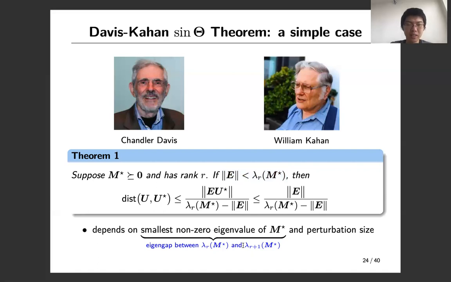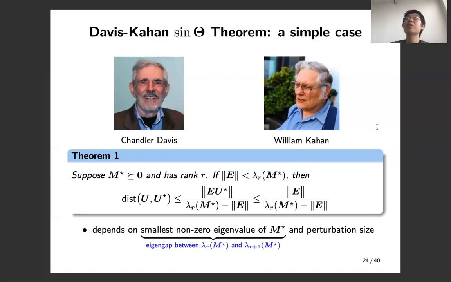Okay, so in this case, the condition here can be translated as: if the size of the noise is smaller than the eigengap, then the distance between the subspaces scales somewhat linearly with respect to the size of the noise. So that's the key message behind the Davis-Kahan sin theta theorem.